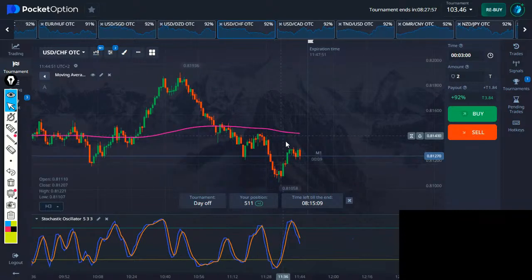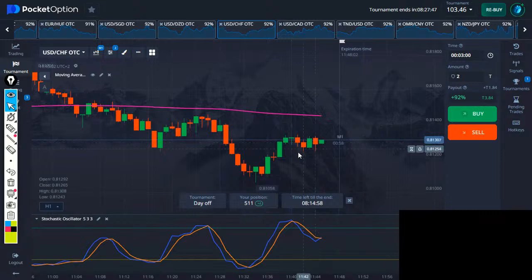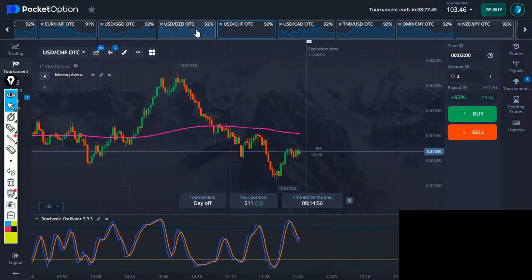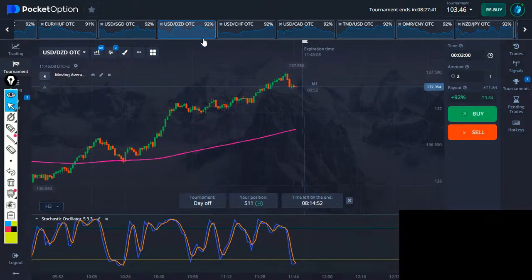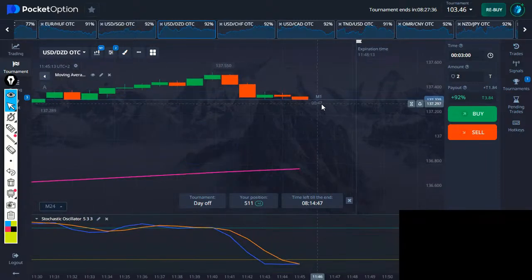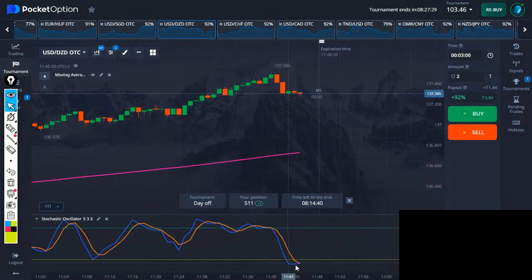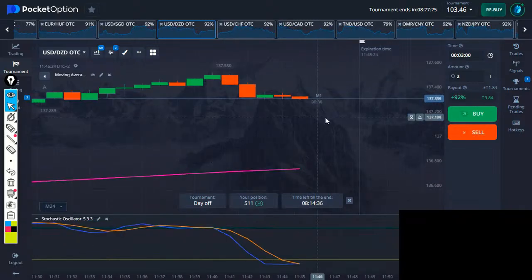This was a nice setup over here. This is the cross. 1, 2, 3. It's a winning trade. Let's find something else. This is nice. Just on time. Huge buyer's momentum. The price is above the EMA. The stochastic is in the oversold position, waiting to cross to the upside. So wait for it.